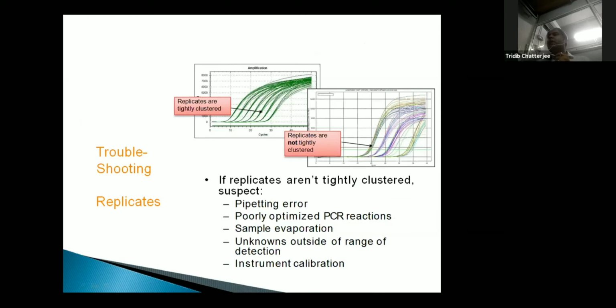If the replicates are not tightly clustered, like here the difference is something, here the difference is something, so it is not properly clustered, and it is dispersed all over the place. The first reason can be poor pipetting. The next reason can be a poorly optimized reaction. Then sample evaporation can also happen if sealing is not proper. Then the unknown may be outside the range of detection.